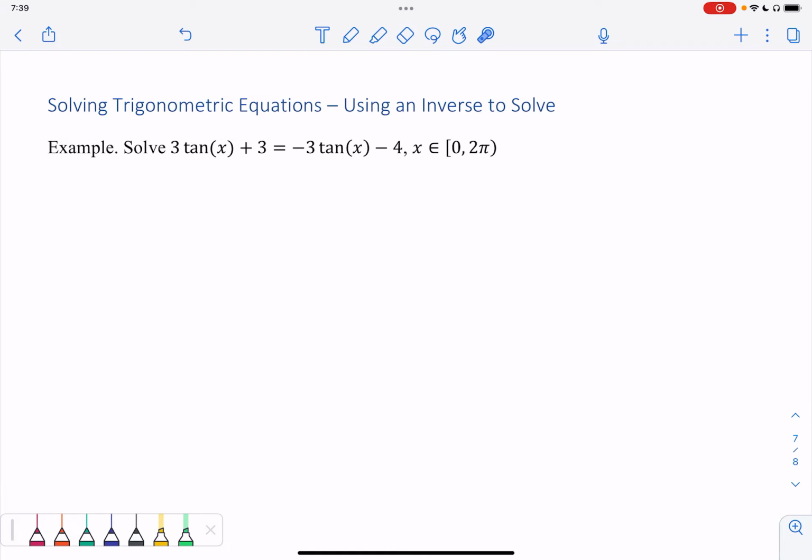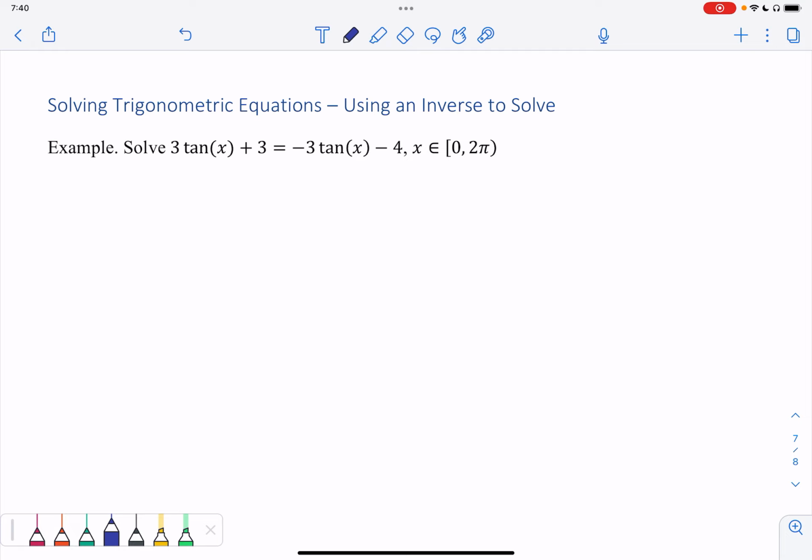Let's look at solving trigonometric equations where we need to use an inverse to solve. So if I look at this example, it says solve 3 times tangent of x plus 3 equals negative 3 tangent of x minus 4, where x is between 0 and 2 pi. Here they're using x instead of theta. It doesn't really matter what the variable is. The solving will be the same.